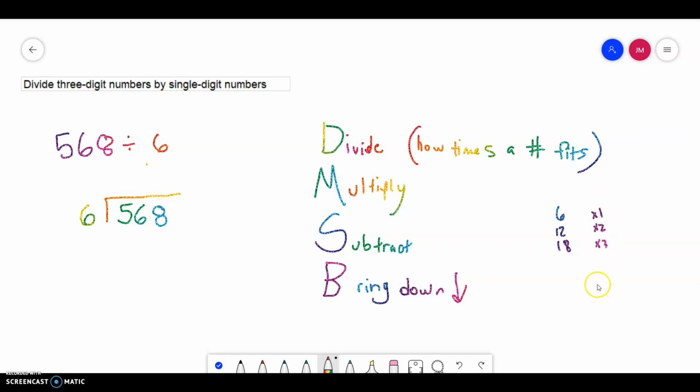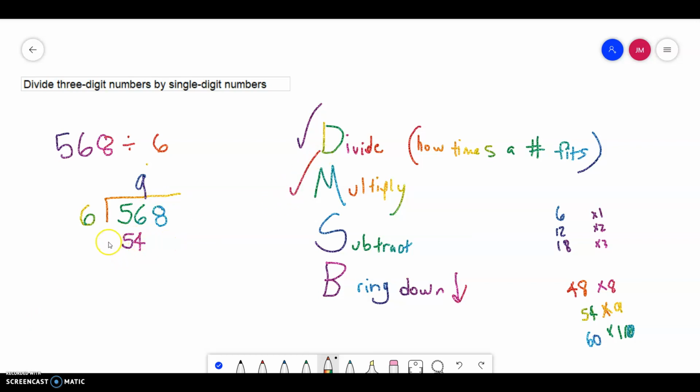So why don't I skip ahead to times 8, which would be 48, times 9 would be 54, times 10 would be 60, and that's too big because that's bigger than 56. So 9 times it fits, and we said 6 times 9 equals what? We just did divide. 6 times 9 equals 54. Okay, we just multiplied.